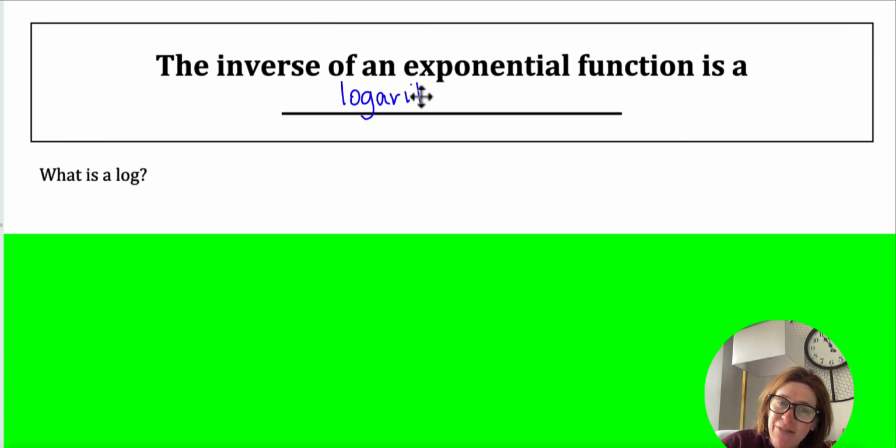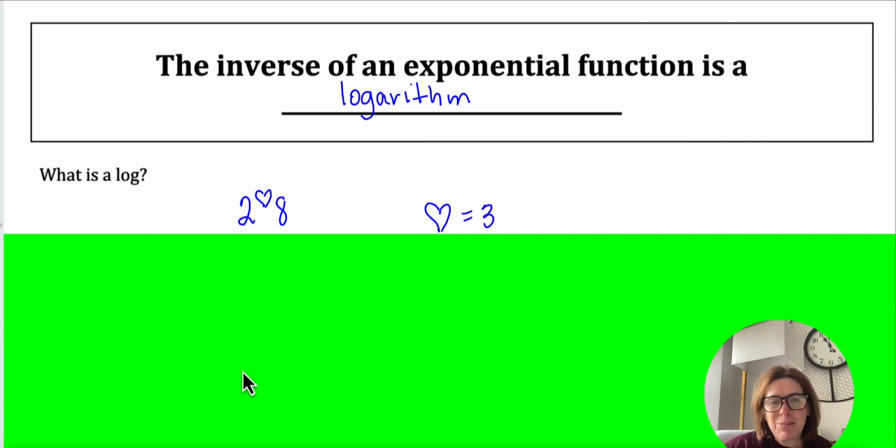And we did a little investigation that kind of helps us understand what a log is. And our investigation kind of looked like this. I said 2 to the heart is 8. And I said the heart was the log. And so you all were actually able to tell me that the heart was equal to 3. So I think that really tells me in the most simple terms what a log is.